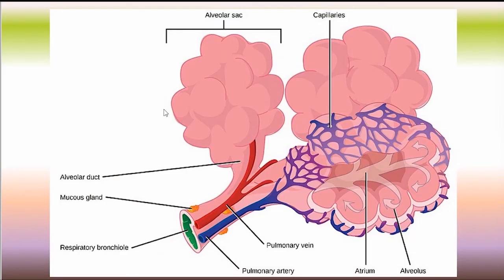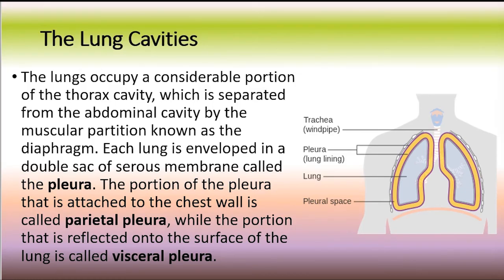So the lung is composed partly of bronchi and partly of alveoli. That's the formation of our lung. The last part of the respiratory system we're talking about is the lung cavity. The lung cavity is not truly a lung cavity. Basically, it's the chest cavity. It is separated from the abdominal cavity by the diaphragm.